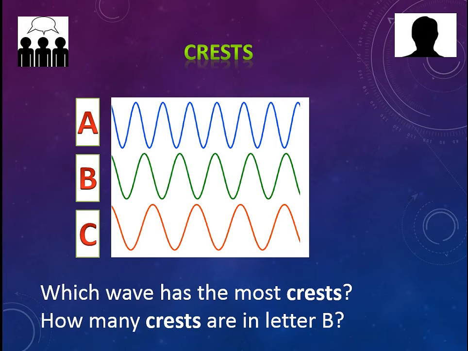Okay, now that you've had a chance to pause and think or discuss, which wave has the most crests? Well, letter A has the most amount of crests by quite a bit. And how many crests are in letter B? Well, let's count. 1, 2, 3, 4, 5, 6 crests in letter B.